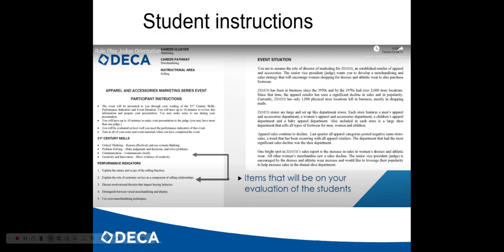Here's an example of what the student's instructions look like. Yours is quite similar, you'll see that in a moment. All of our students have the first part about their instructions. The students see this over and over again. The 21st century skill set, and then performance indicators. These 2 areas are where you're going to be judging them. But what's most important are these performance indicators. This is an example of an individual event, and so there are only 5. When we have a team event, there will be 7 performance indicators.